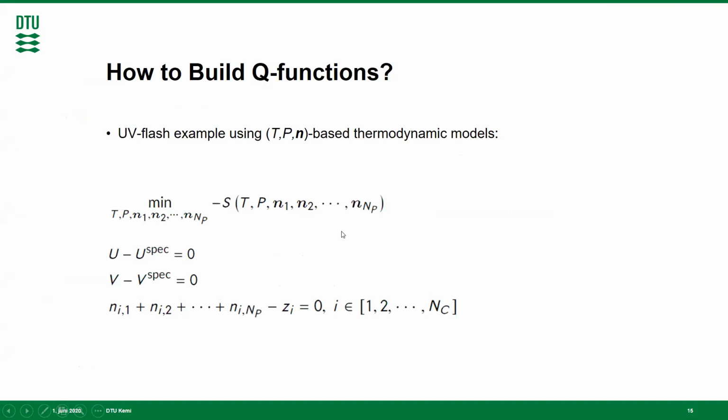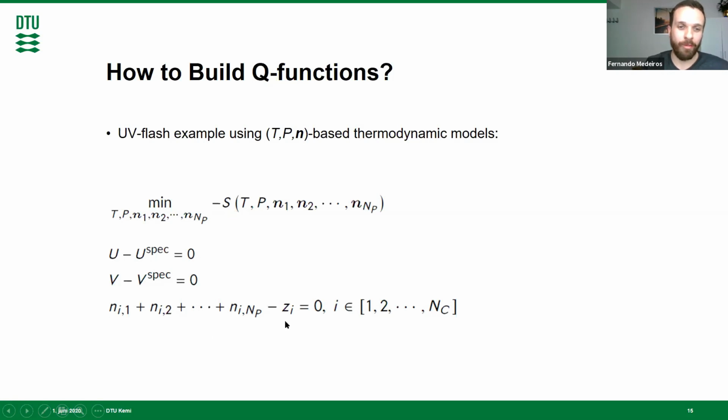Okay. So basically that's the problem we're dealing with: minimization of S, of entropy, with respect to temperature, pressure, and the internal degrees of freedom of the system, so the number of moles in each phase. But there are some restrictions now, because we have to meet the specified U and V, which actually makes this a maximization of entropy problem.